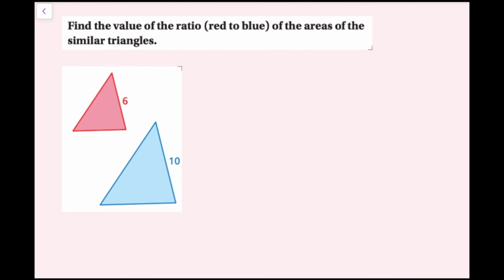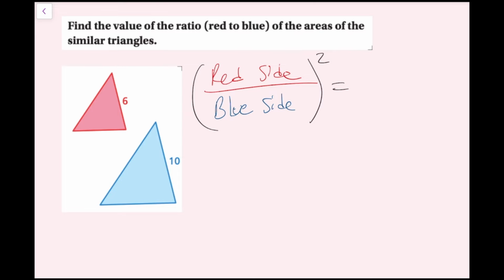For example 2, we're going to find the value of the ratio, red to blue, of the areas of the similar triangles. If you remember my phrase, area squarea, that just means that the ratio of the areas is equal to the ratio of the side lengths squared. Okay? So what that means, what I'll write down is the red side over the blue side. Okay, if I take this value and then square it, that is going to be equal to the area of the red. So I'll say the red area over the blue area.